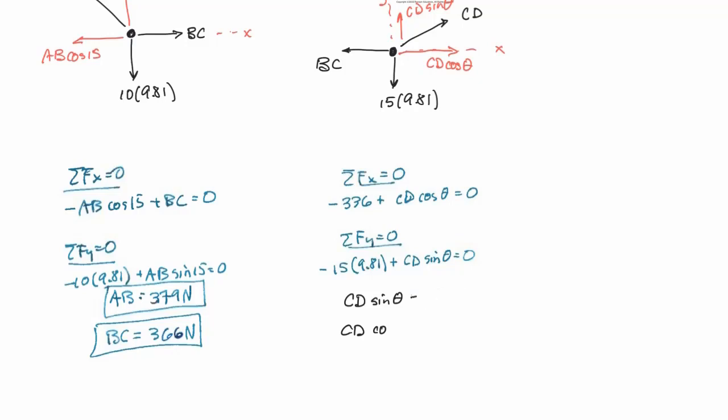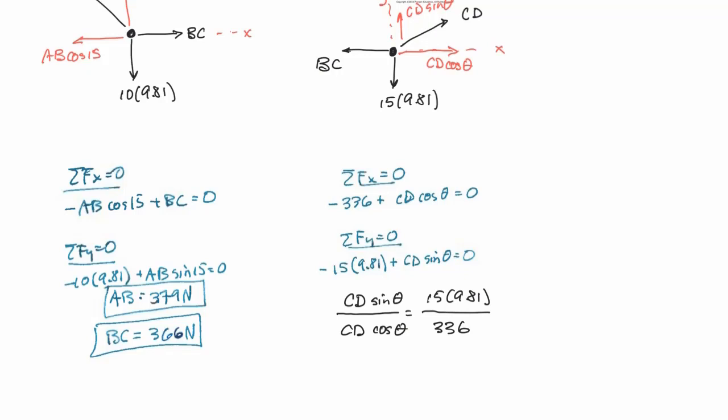CD sine theta equals 15 times 9.81, and CD cosine theta is equal to 336. Okay, now I can divide these two equations. I'm going to divide that by that, get rid of that equal sign and put an equal sign there. And that's how you do the dividing of the equations.